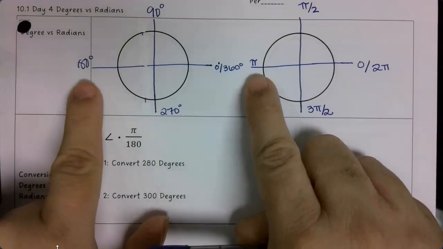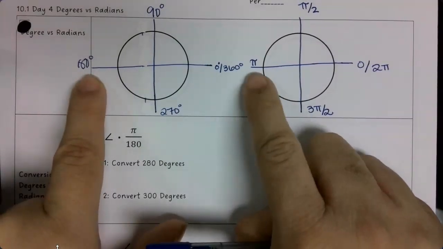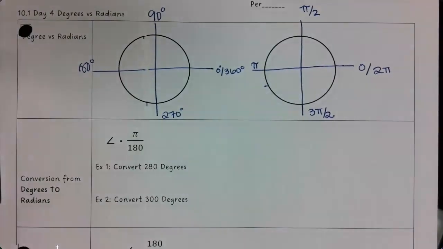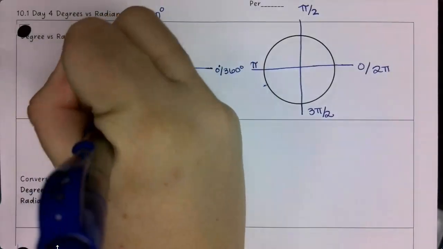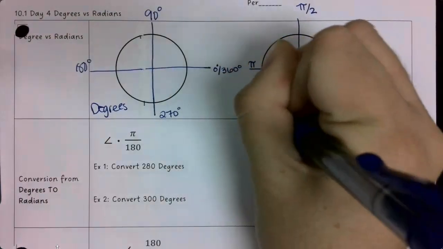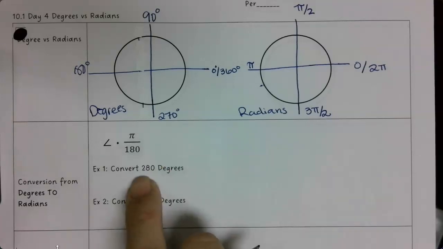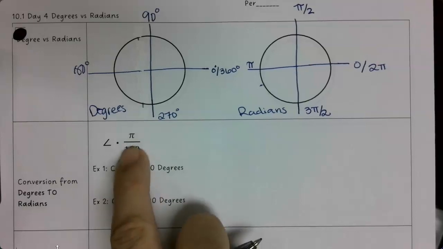So if I notice halfway across both circles, the degree is 180 and the radian is pi. Actually, let me label these degrees and radians. So I can use this to change between the two. If I know I'm starting off in 280 degrees, I want to multiply it by pi over 180.